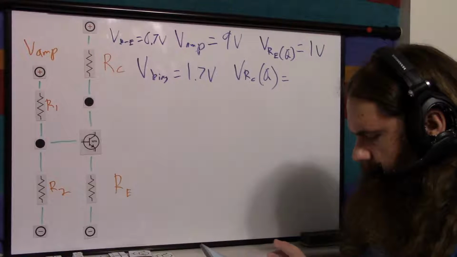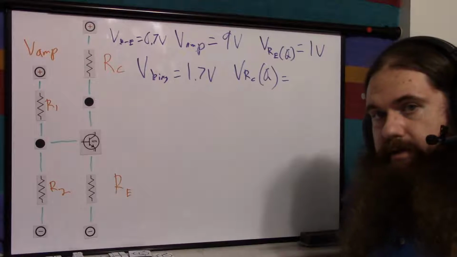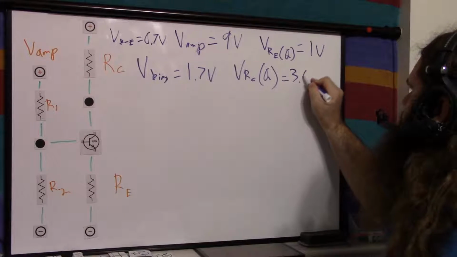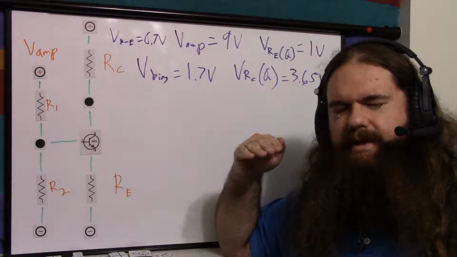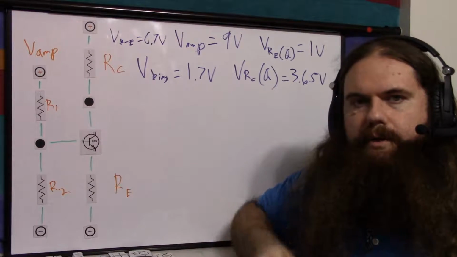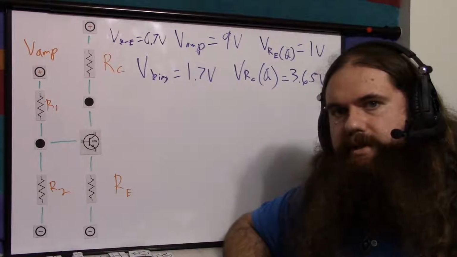So 9 volts minus 1 volt minus 0.7 volts is 7.3. Half of that is 3.65. So 3.65 volts. Now you decide on your power. When the signal is at 0, how much power do you want going through this resistor? My resistors can take 0.25 watts, so let's just say 0.2.